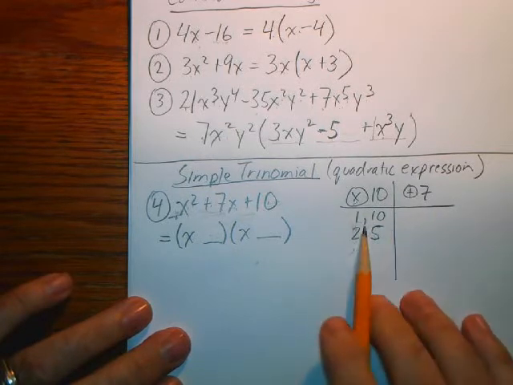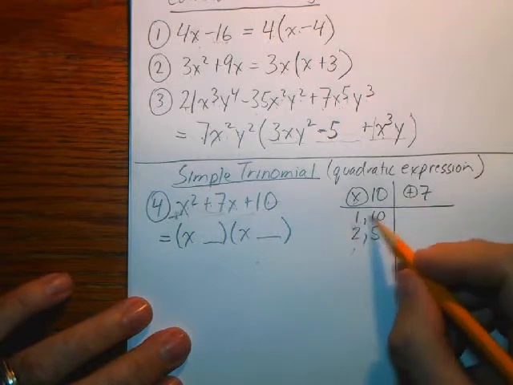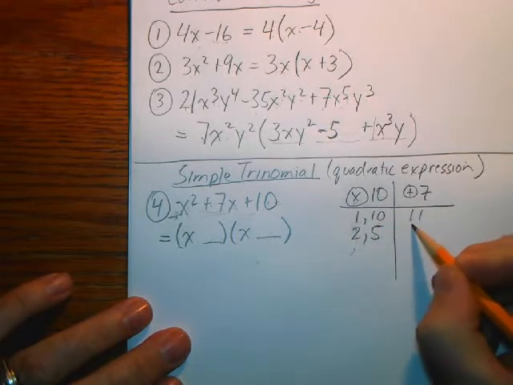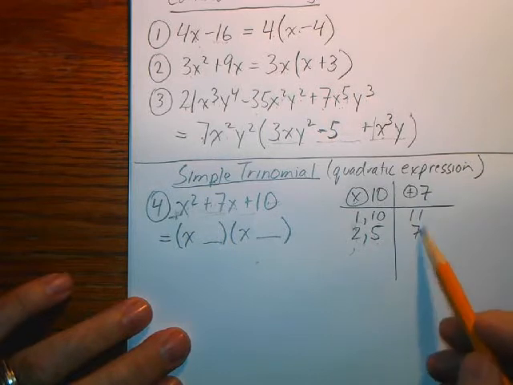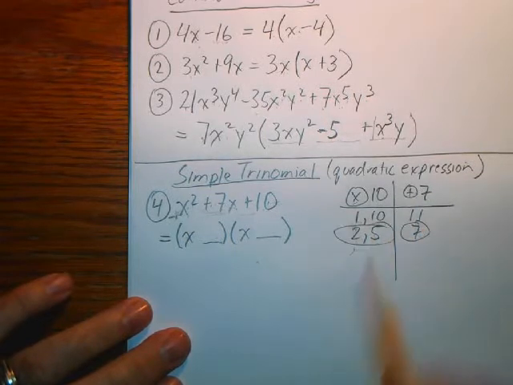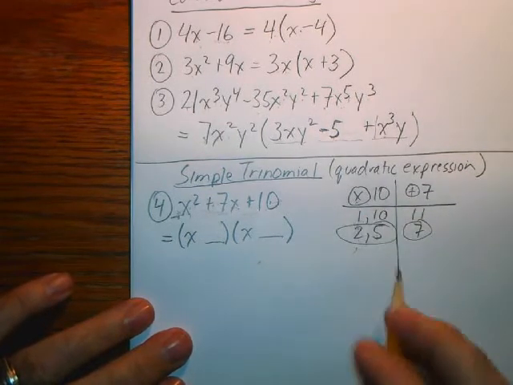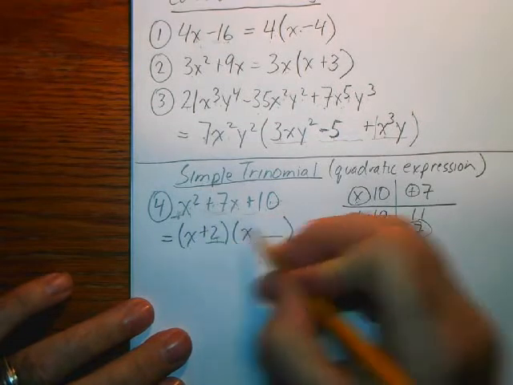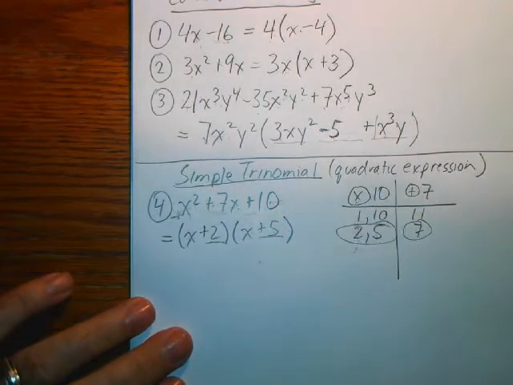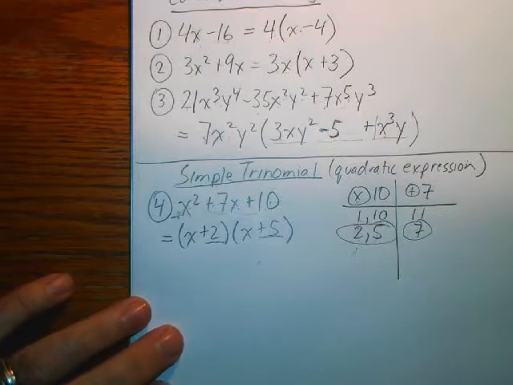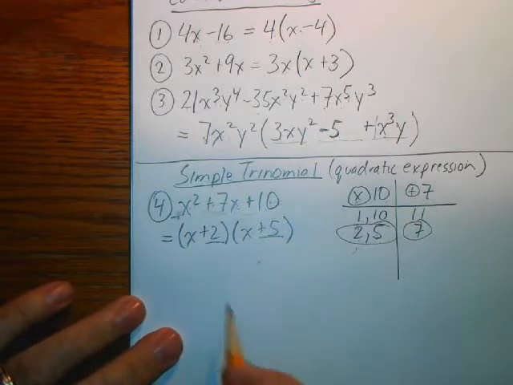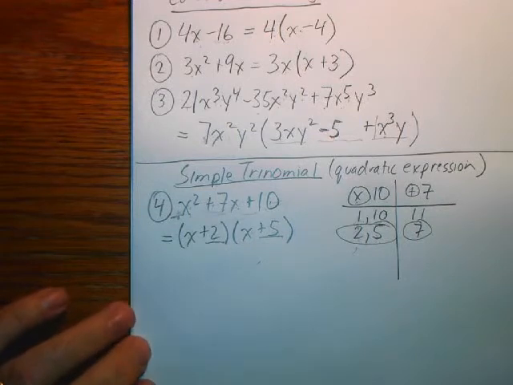Now I just go through and add the two numbers together. I get 11 and I get 7. And of course, I'm looking for 7. So positive 2 and positive 5 are the two second terms in your binomial factors. And again, you can check by doing your FOIL and get that.